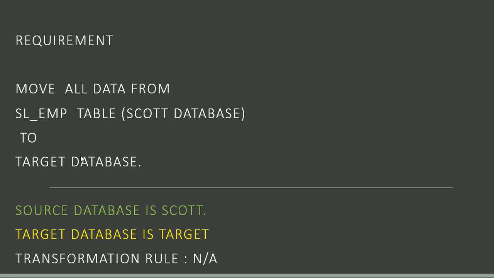Here is our requirement: move all data from the SLEMP table that is in the Scott database, and process this into the target database. Our source database is Scott, and the table is SLEMP, and whatever records are there will be loaded into the target database. This is our target database, and we'll create one table, target SLEMP. We are not doing any transformation rule here.